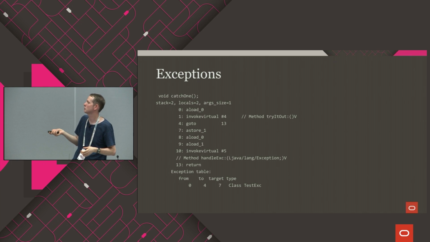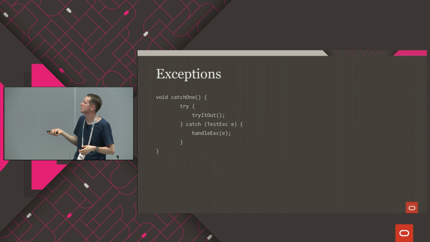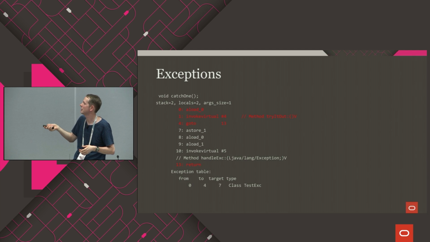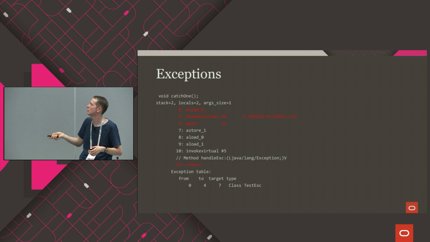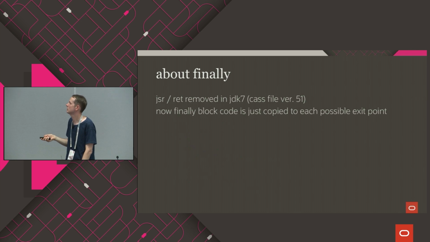Exception handling is handled by exception tables, where we say, hey, if you have an exception that's thrown in this area, from here to here, here's the try block. These are the bytecode indexes for the try block. Jump to 7. So this code here is your exception handler code.